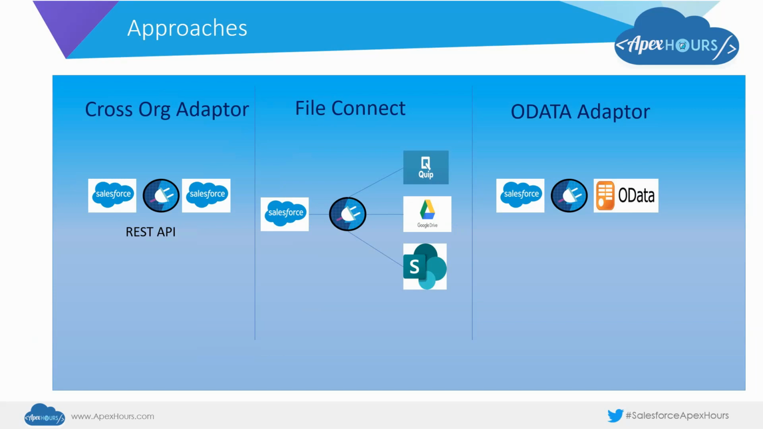There are multiple types of adapters or approaches by which you will be able to connect to an external system utilizing Salesforce Connect. One is crosstalk adapter, where you will be able to connect one Salesforce system with another Salesforce system. This will be utilizing Salesforce REST API. Second is File Connect. File Connect can be used to connect Salesforce with some other file management system like Box, Google Drive or SharePoint. And the last one is OData adapter. You will be able to connect with any system that provides OData format. All these details we can see later.